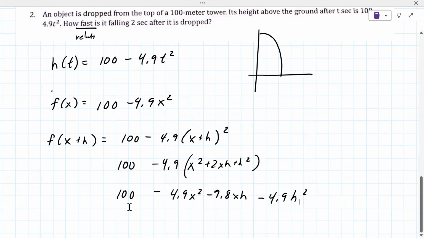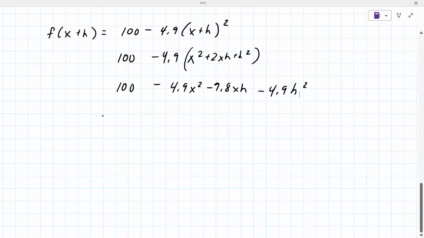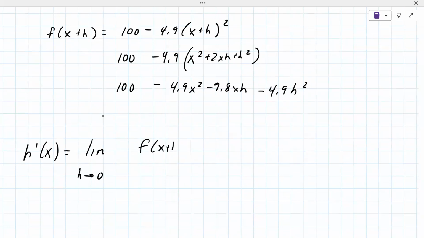And just getting fast really does help here. So this is f of x plus h. This last line here, this is f of x. So the derivative is the limit as h goes to 0, f of x plus h minus f of x all over h. I assume you've seen that a bunch.